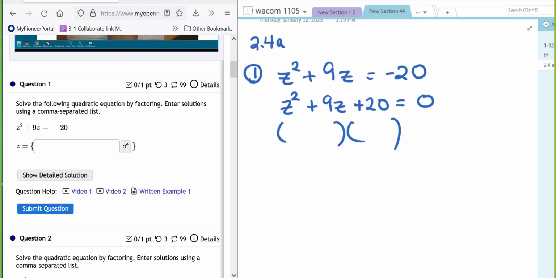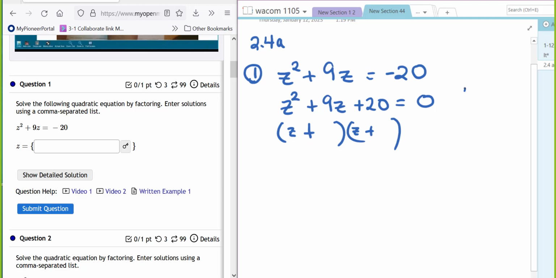Okay, so we want to factor this trinomial. You can do your signs first. Remember, look at the last sign. If it's plus, your signs will be alike. They will be the sign of your middle term. So they're both going to be plus.